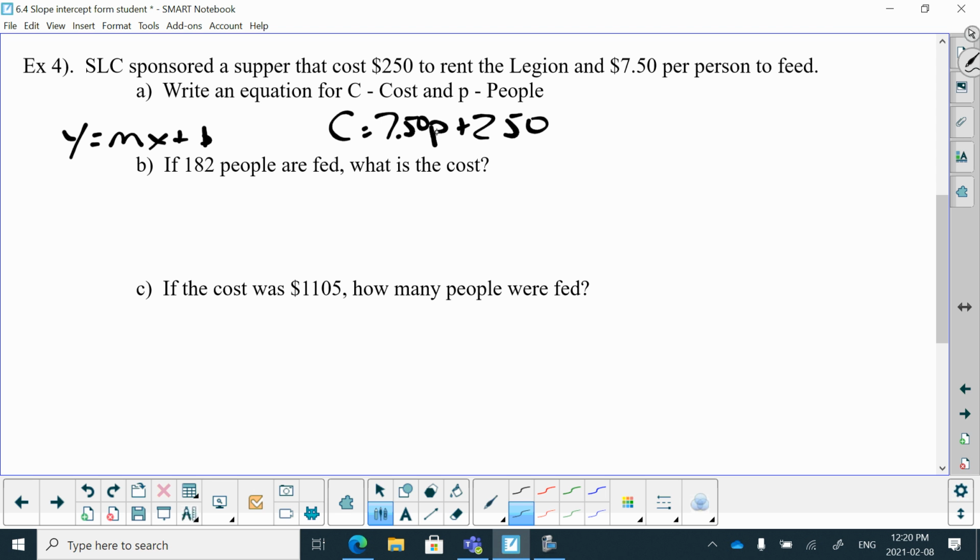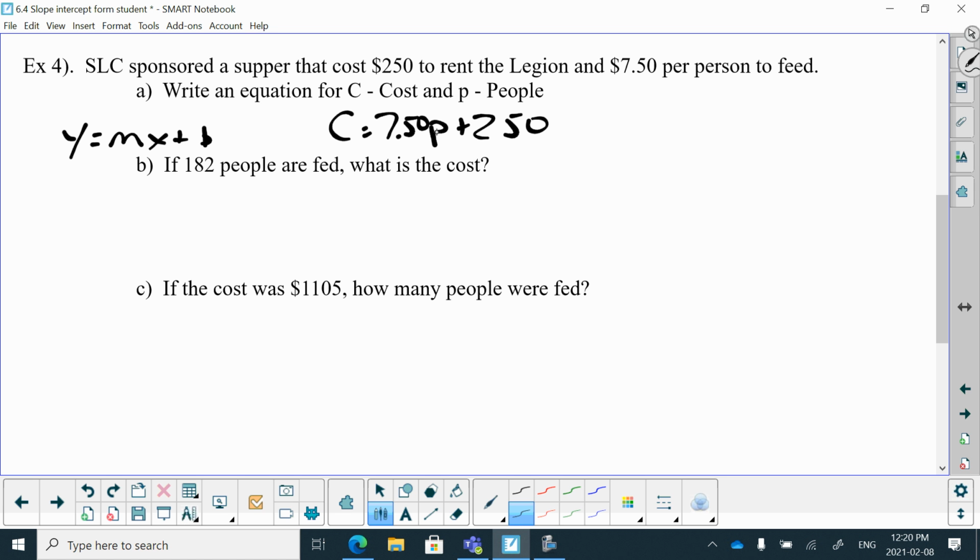Because what's the 250? If we graphed it, what would the 250 be? It would be the y-intercept. And then 7.50 tells us the slope, because that's how much it costs to feed everybody in this hypothetical question.